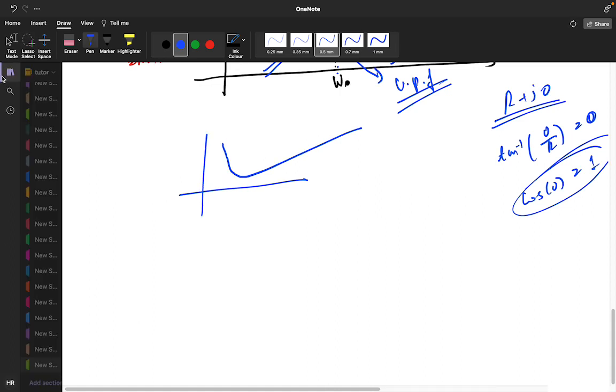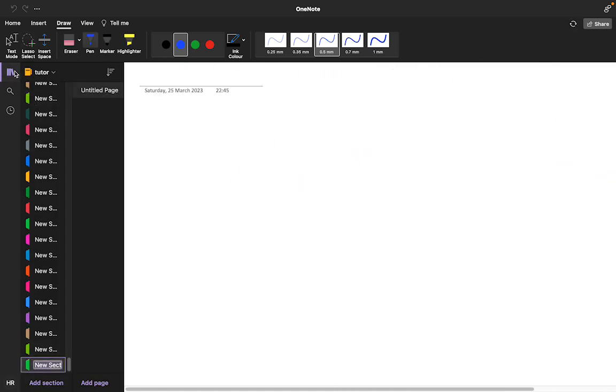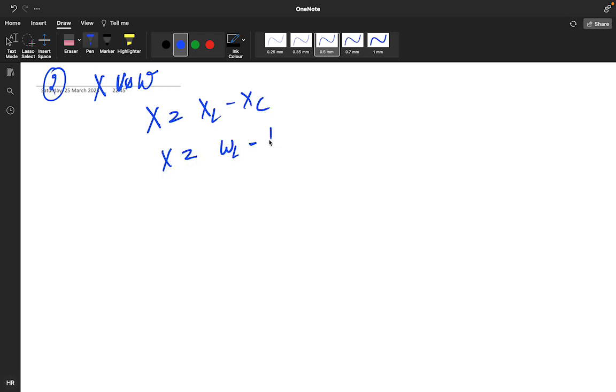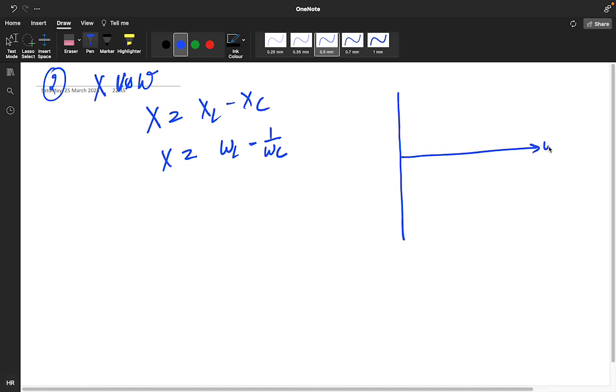Now the second graph is X versus omega. So what is X? X is XL minus XC, and X is omega L minus 1 by omega C. So suppose I have a graph like this. This is my omega and this is my X. Okay.